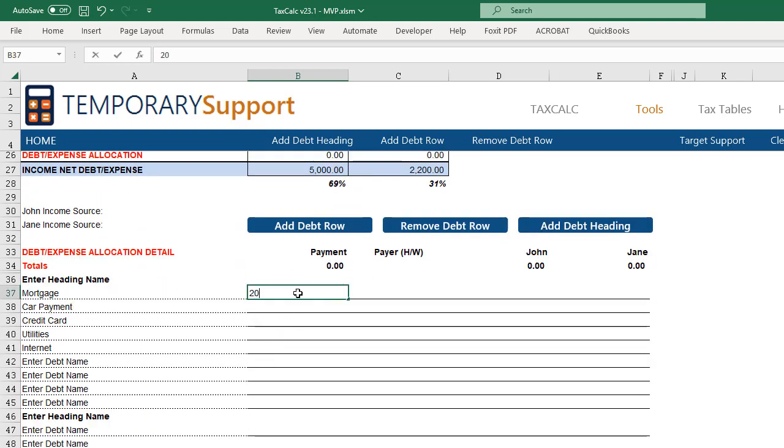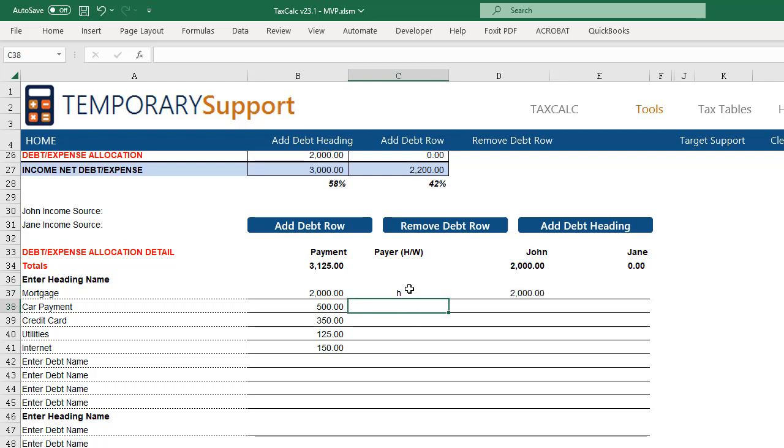Once you have the income plugged in, you can really scroll down to the bottom here, and this is where you start to enter in the expenses. So if you had a $2,000 mortgage payment, car payment, credit card, whatever the stated expenses would be, you can plug them in here and then state who's responsible for them.